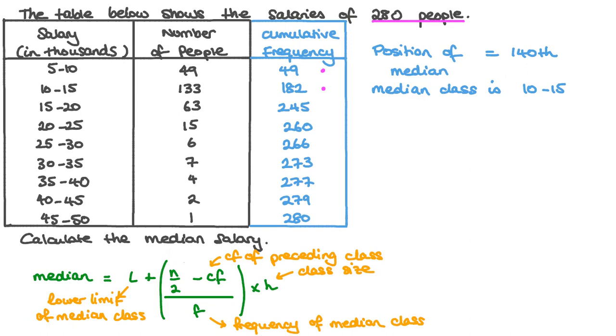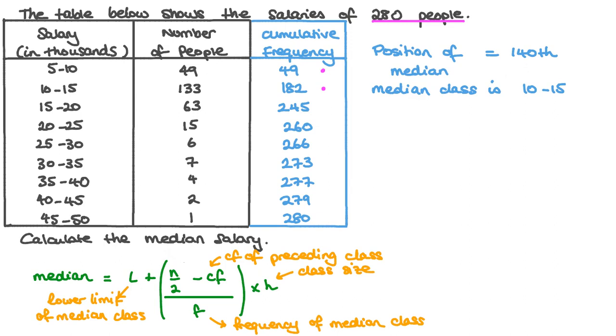Now, we'll need to work out an estimate for the position of where the median person falls in this class, and to do so we use the following formula. The median is equal to L plus n over 2 minus CF, all over F, multiplied by H, where L is the lower limit of the median class, n over 2 is what we've already worked out, in this case it's 140, CF is the cumulative frequency of the class before, H is the class size, and F is the frequency of the median class.